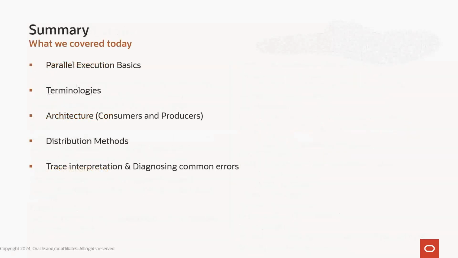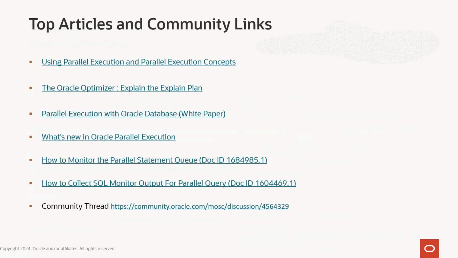That's all for today. We have covered these topics today: parallel execution basics, the terminologies, architecture and distribution methods, trace interpretation, and diagnosing the common errors. These are the articles and white papers used, and they will be useful to get more information about parallel execution. We have a community thread as well to reach out to for any parallel-related questions.